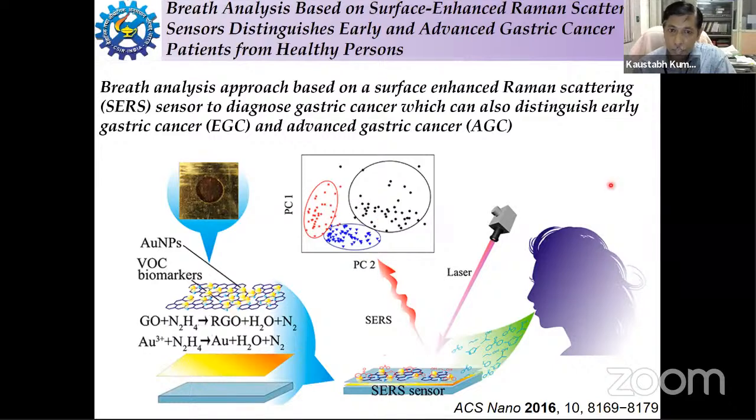Suppose gastric cancers, there are 2 stages: the early stage gastric cancer and the advanced stage. People are working with nanomaterials. We know that graphene or graphene oxide is a SERS enhancer. If you put your breath on that substrate, you can accumulate the Raman fingerprint of the biomolecules present in your breath, which can be enhanced by this graphene oxide. This Raman fingerprint is further classified using chemometrics, where you can classify these 2 classes of the major stages of gastric cancer.